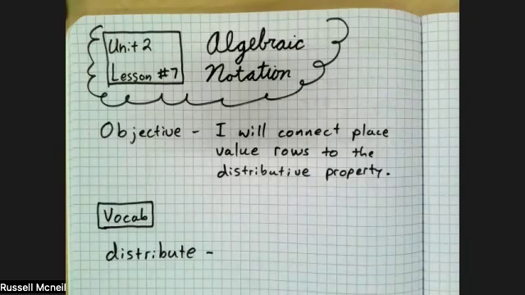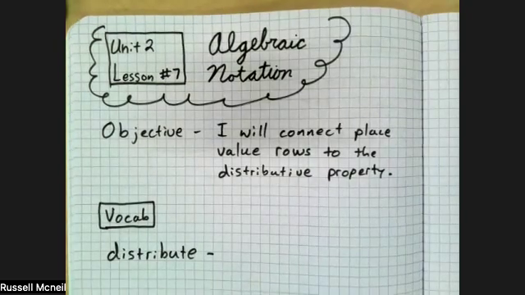Algebraic notation. Take your time and slowly roll those letters together in cursive. Once you've got our title written, let's move on to objective. When you're ready, read it with me. I will connect place value rows to the distributive property.